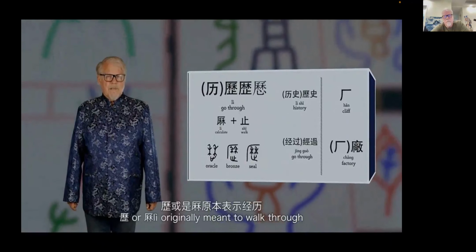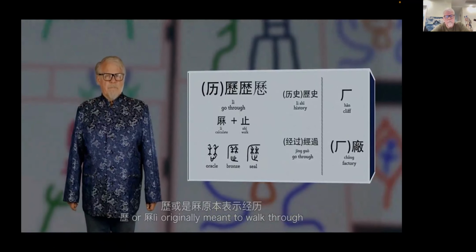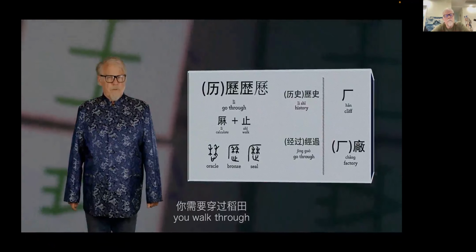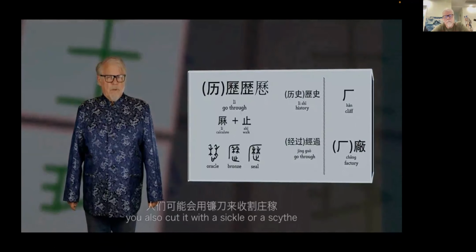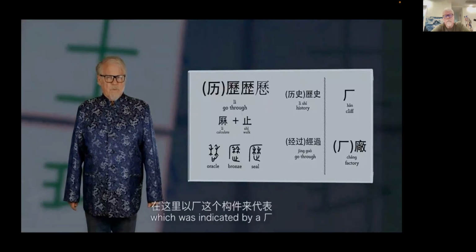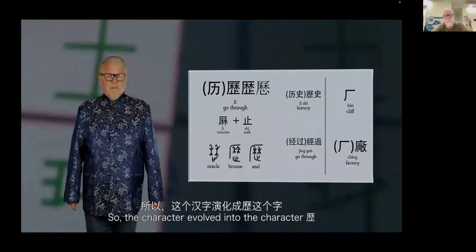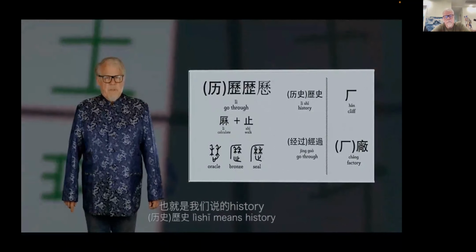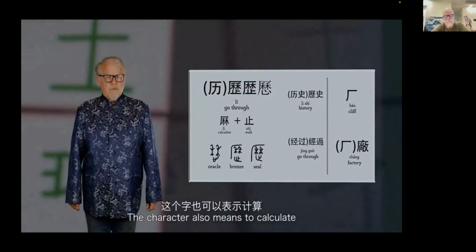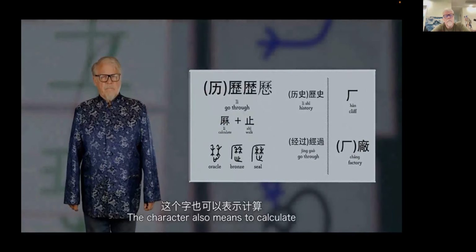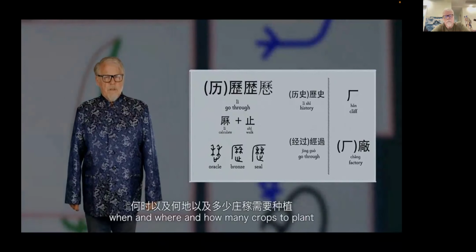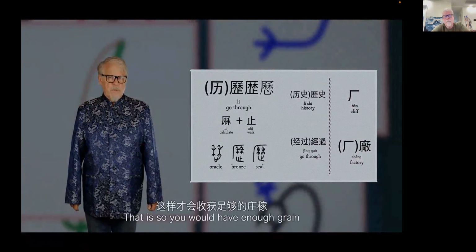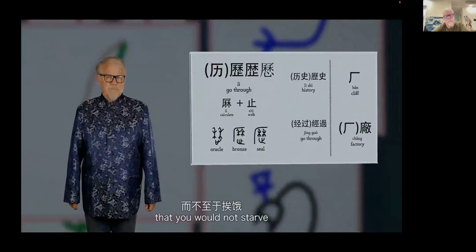Li originally meant to walk through, like jingguo. When you harvest the grain, you walk through and cut the grain. But you also cut it with a sickle, or scythe, which is indicated by a han. So the character evolved into the character li, and you get the word lishi, which means history. The character also means to calculate. It was necessary to calculate when and where and how to plant the crops. That is, so that you would have enough grain that you would not starve.